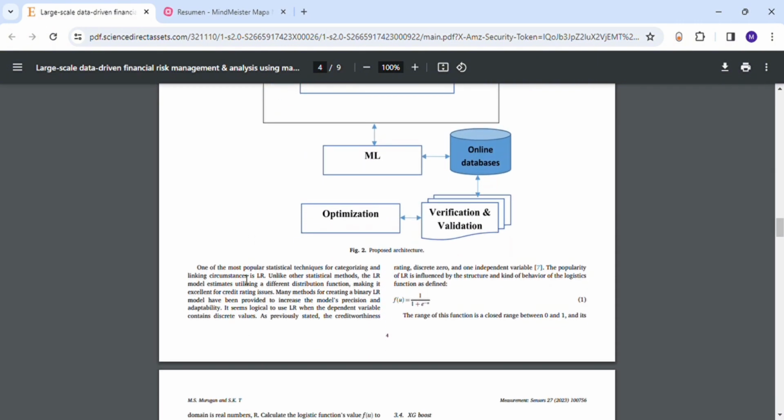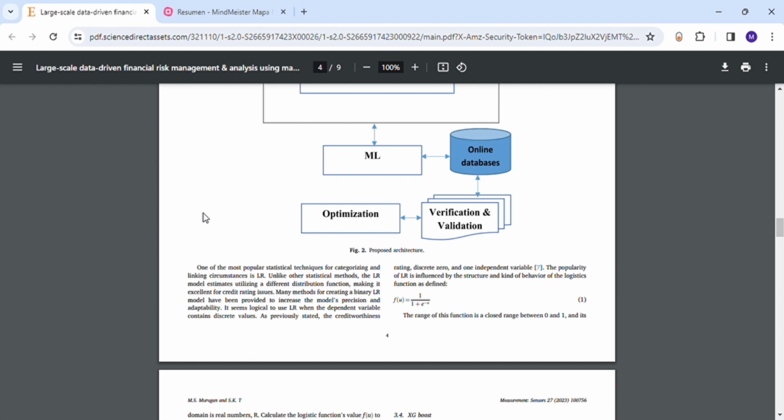One of the most popular statistical techniques for categorizing and linking circumstances is LR. Unlike other statistical methods, the LR model estimates utilizing a different distribution function, making it excellent for credit rating issues. Many methods for creating a binary LR model have been provided to increase the model's precision and adaptability. It seems logical to use LR when the dependent variable contains discrete values.